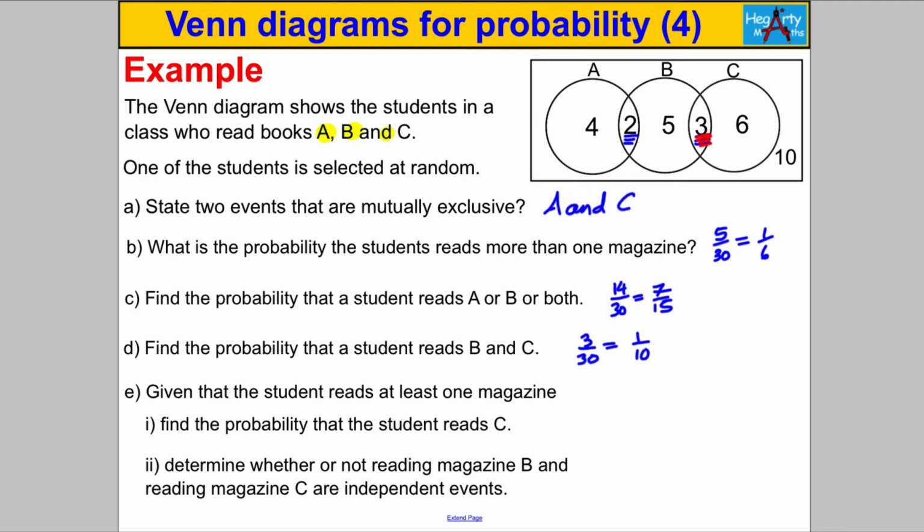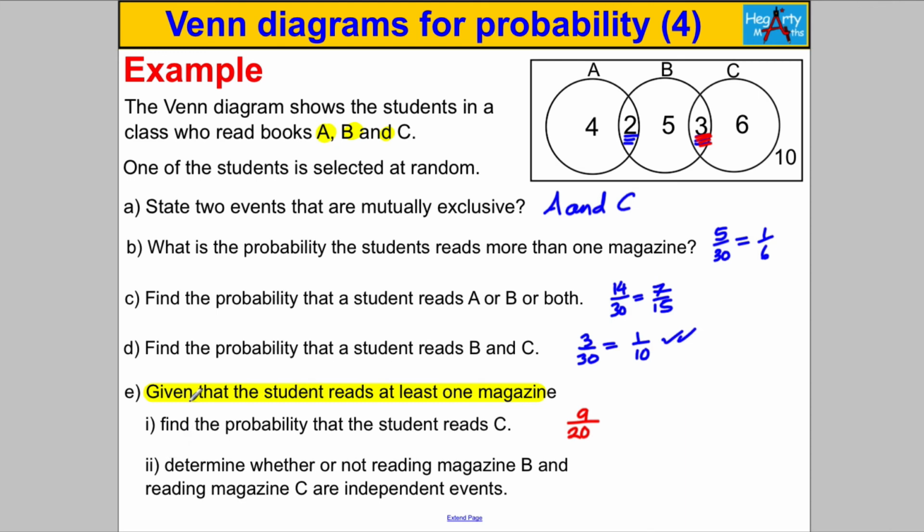Now, last part, it says, remember, one student is selected at random. Now we're told a fact. Given that that student at least reads one magazine, so they are in this circle, this one, or this one, they definitely read one or more magazines. Find the probability that the student reads C. Well, in this 4 add 2 add 5 add 3 add 6 is 20. The probability that they read C is 6 add 3. There's 9 inside the circle, so it would be 9 out of 20.